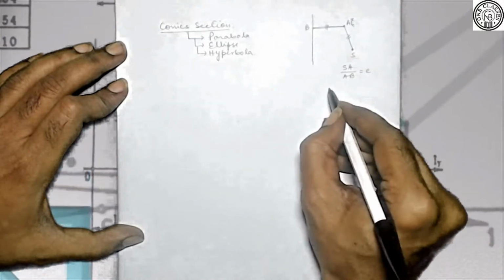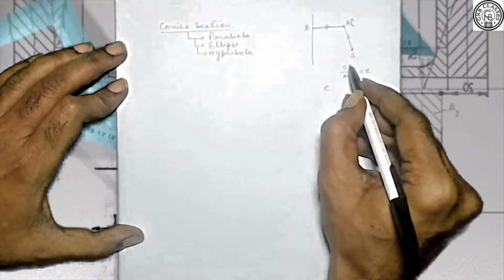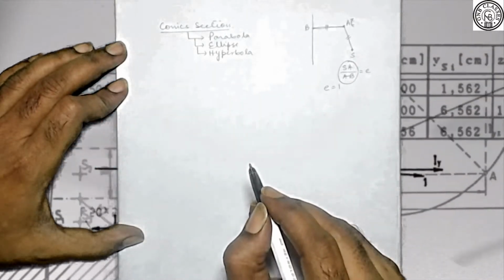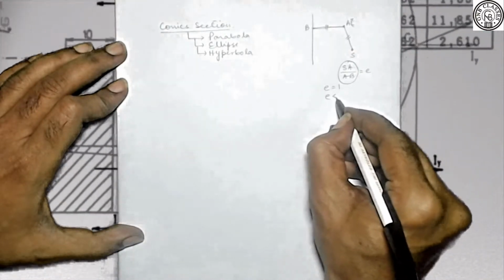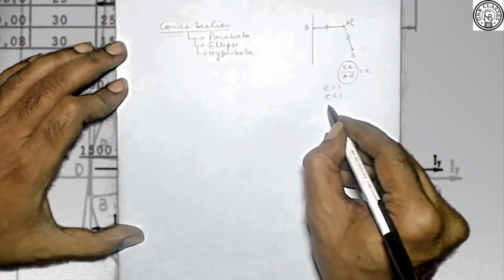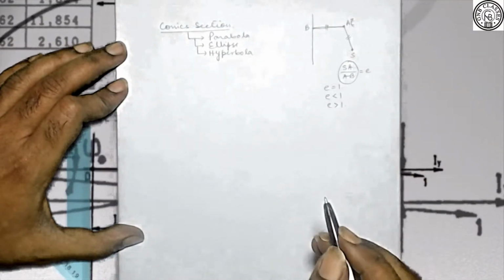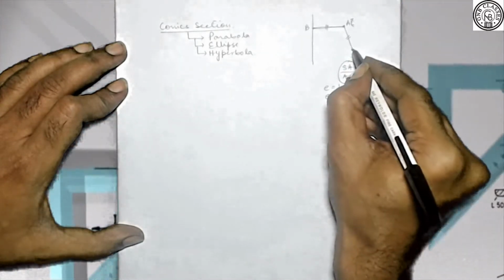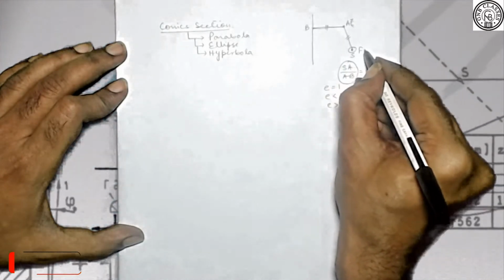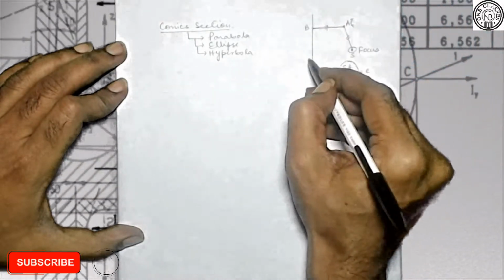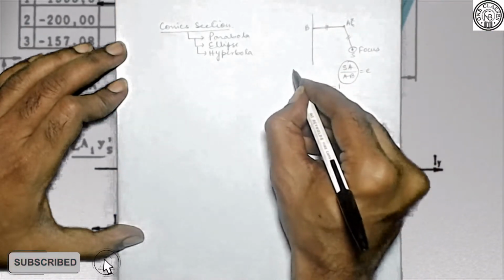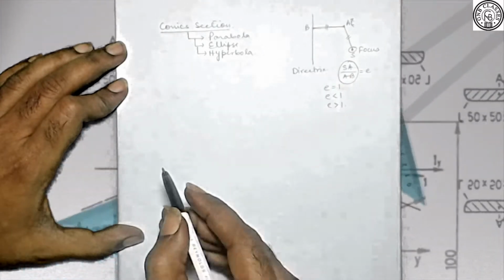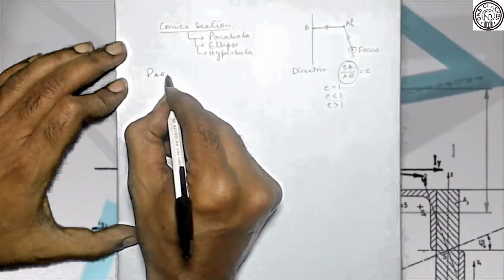Okay? For parabola, this eccentricity, that is this ratio of distances, will be equal to 1. For ellipse, this eccentricity is less than 1, and for hyperbola, it will be greater than 1. Is it clear? Now, this fixed point is what is called your focus, and this fixed line is what is called your directrix. Right?